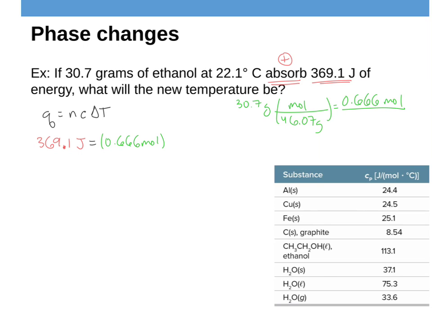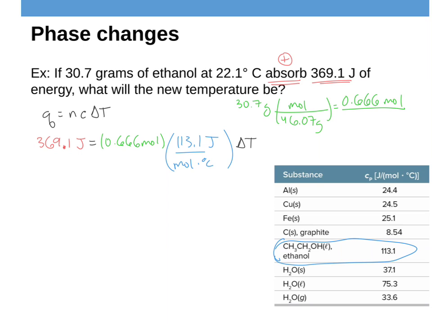The heat capacity, well, not heat capacity, the specific heat. Here's the value for ethanol as a liquid. I'm going to use that, and ethanol is a liquid at 22 degrees, so that's sound. So I can use my 113.1 joules per mole degrees Celsius. And then I'm just going to leave for now this as delta T, and we'll come back to the delta T.